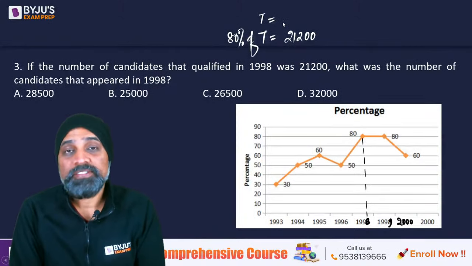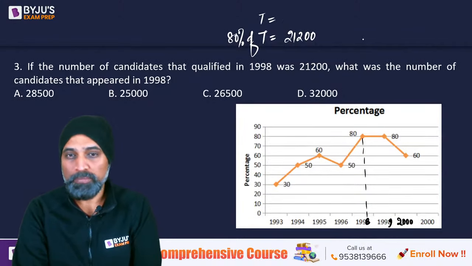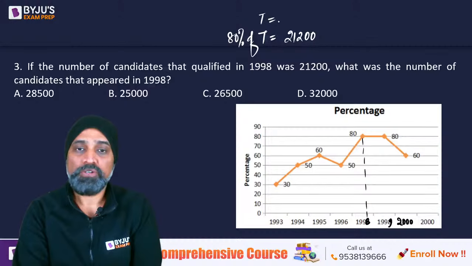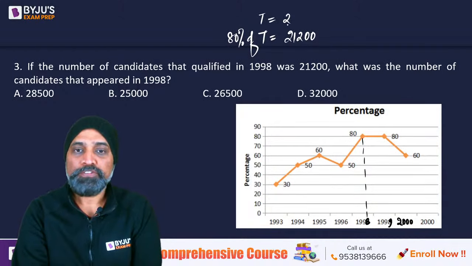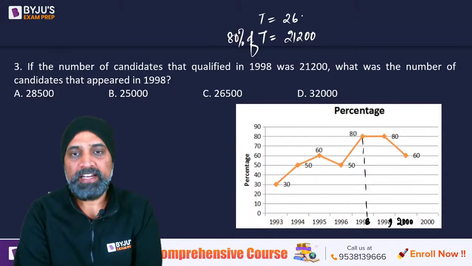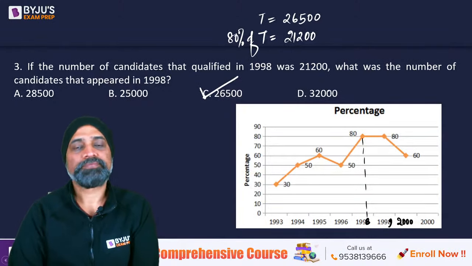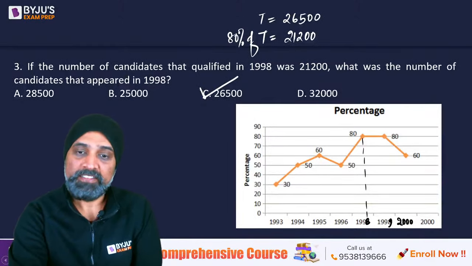Right? So all we have to do is divide 21200 by 8. So this is going to be 8 into 2 is 16. Then we have 52. 52 will take us to 48, and then we will have 5. This itself is good enough to give us the answer as C. So we will have 2 zeros as well. Okay. So 26,500 is the answer.